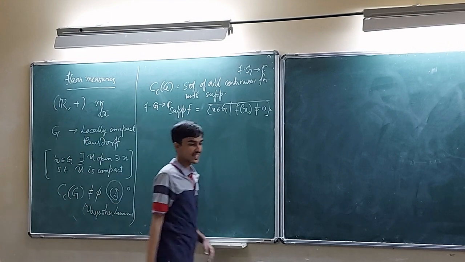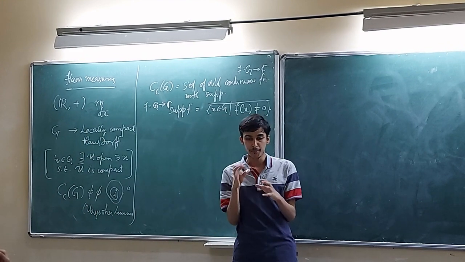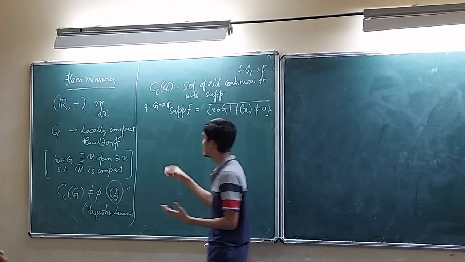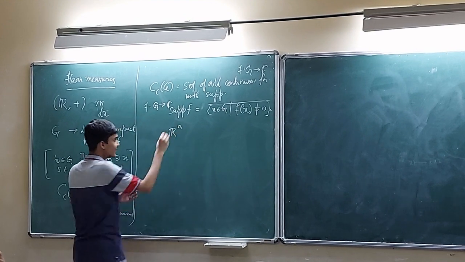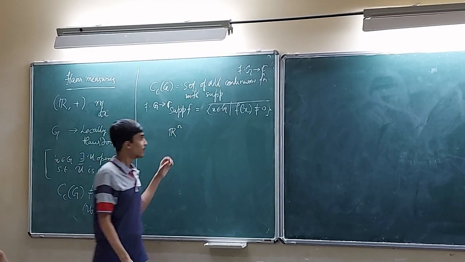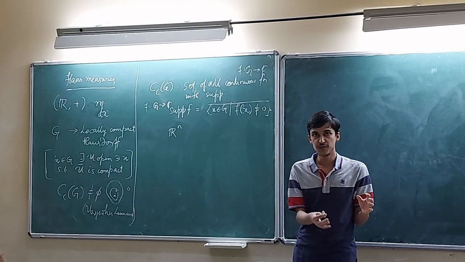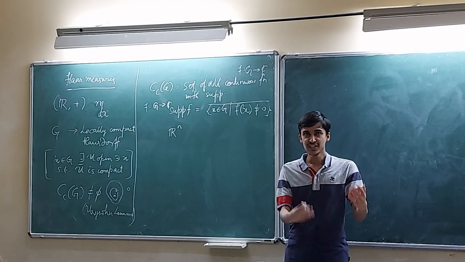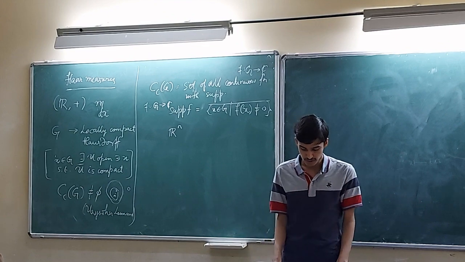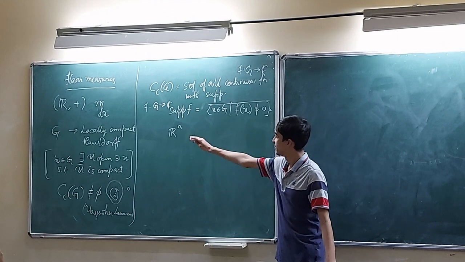And the second thing is that locally compact groups are the best approximations of whatever happens in R^n. I mean, R^n is also a locally compact group. It's not compact. But even in measure theory, we want to mimic everything that we do on R^n on locally compact spaces. So that's the first thing.